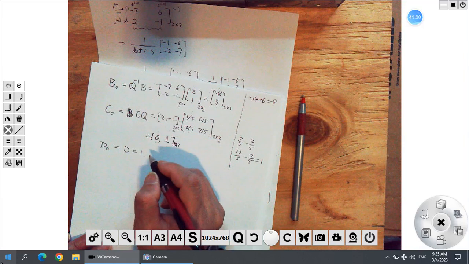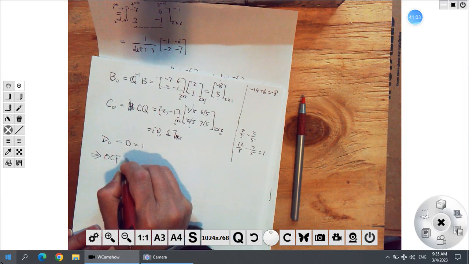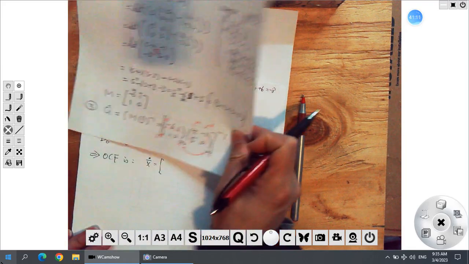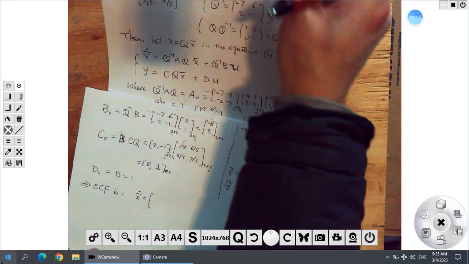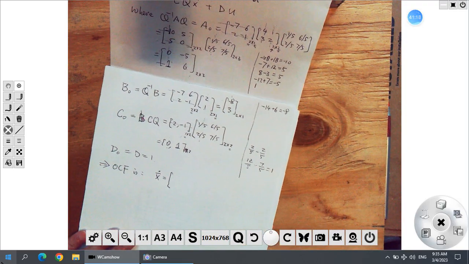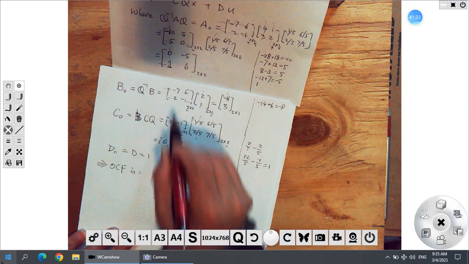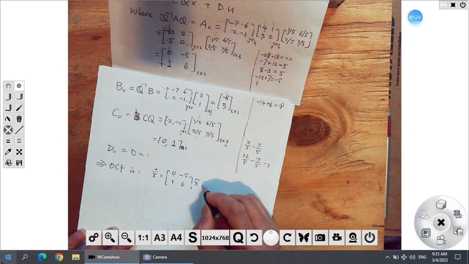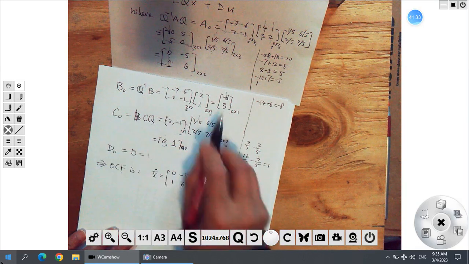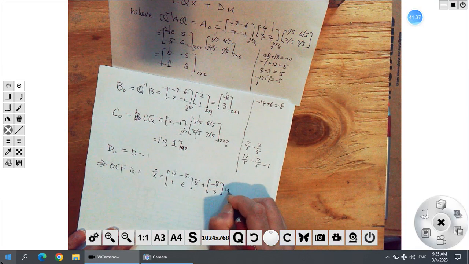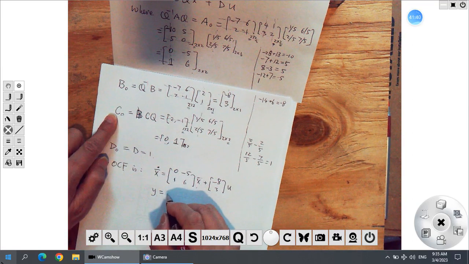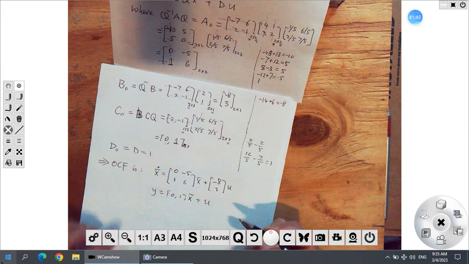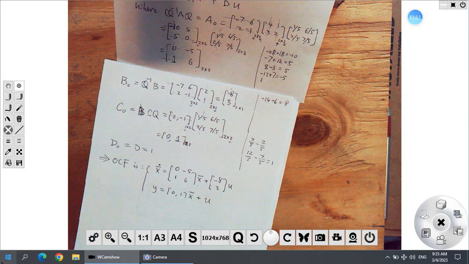Okay, we're done. We have OCF: x bar derivative equals AO, which is here 0, 1, negative 5, 6, times x bar, plus BO, which is here negative 8, 3, times U. And Y equals CO, 0 and 1, times x bar, plus DO, which is 1 times U. So we have OCF.